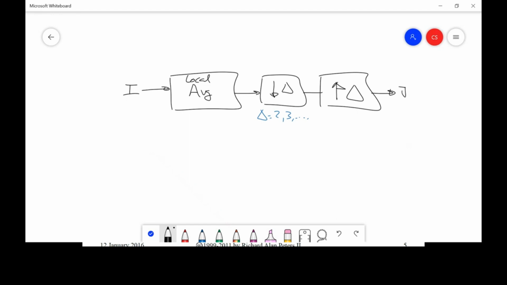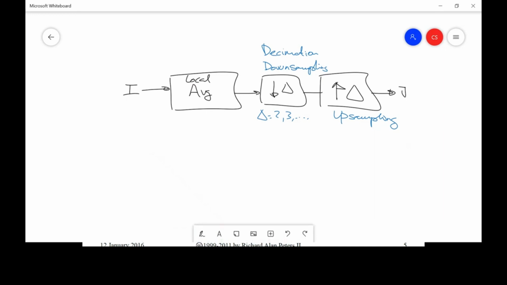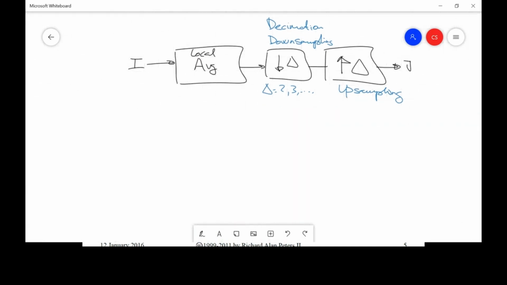Okay, so this is called downsampling. It's also called decimation. And this is called upsampling. Those are different operations from the ones that you already know from signals. Especially this one is not different.